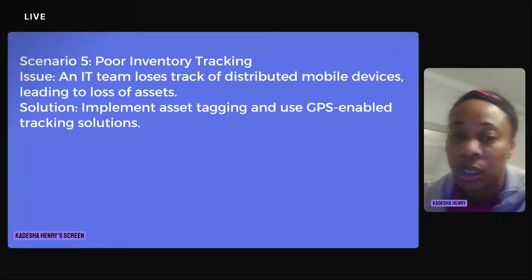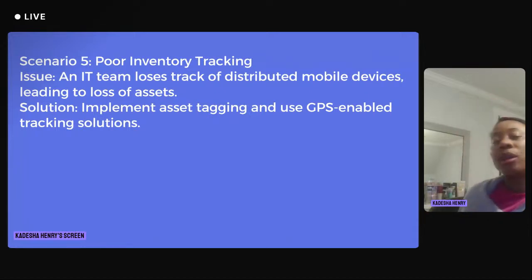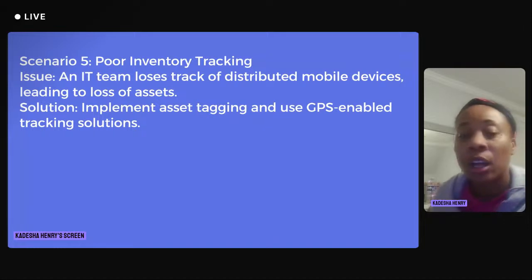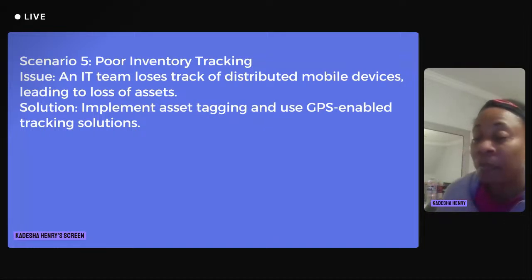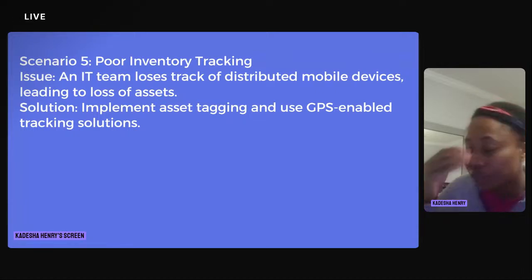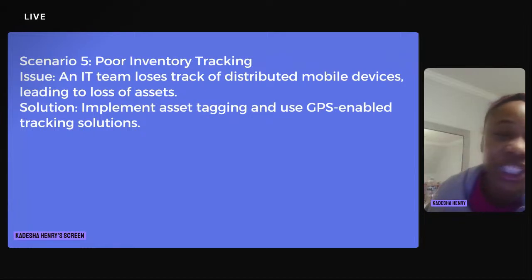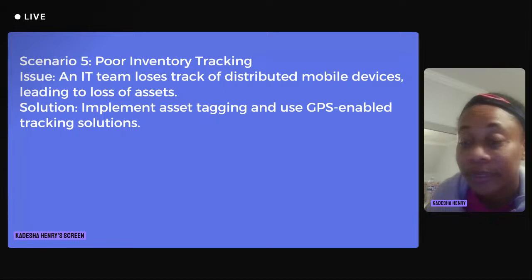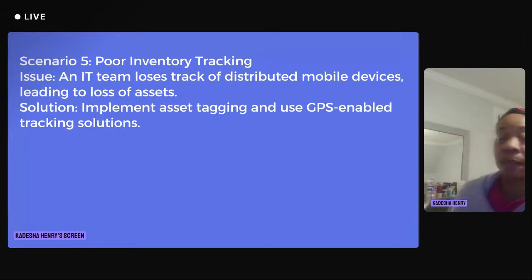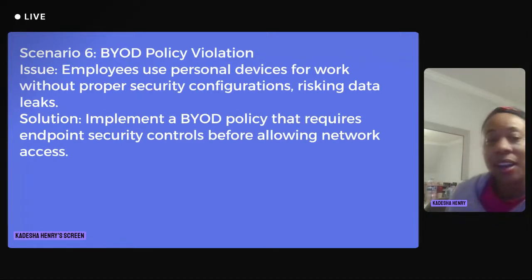So do you see how important it is to have inventory tracking and how this can be configured to help you to cover yourself in the organization you are working for, so there are no problems in the end. It's very important. So let's look at another one.